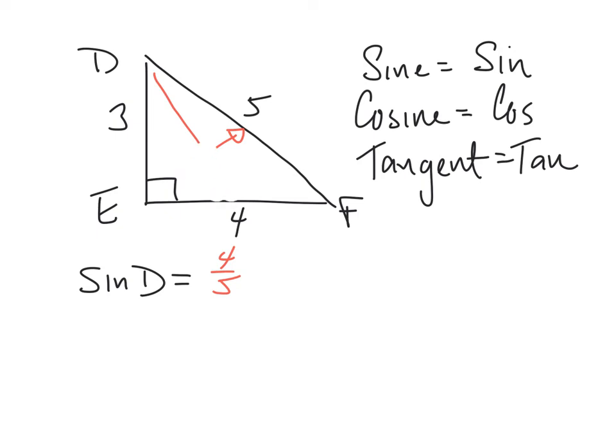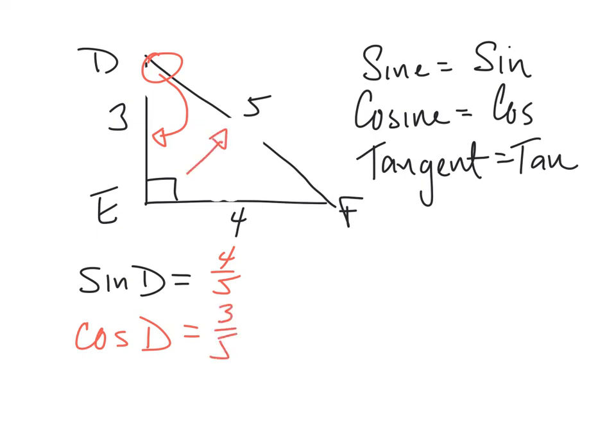Hopefully not super tough right there. What if I said cosine of D? Then you say, all right, here's angle D, so adjacent over hypotenuse, so you would tell me 3/5. What if I said tangent of D? You would tell me opposite over adjacent, so it would be 4/3.